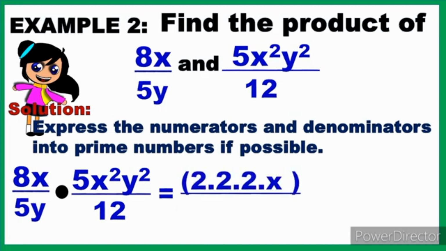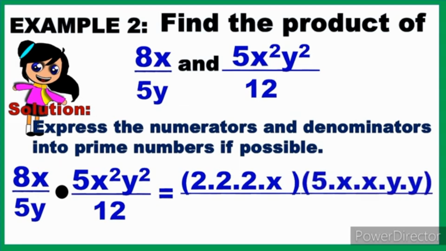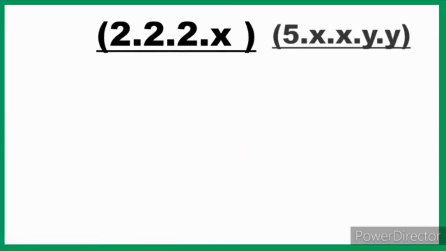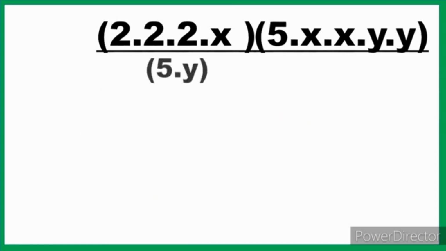First, we're going to factor 8, and that is 2 times 2 times 2 times x. And now we factor 5x squared y squared. The factor is 5 times x, which is dalawa yung x and dalawa yung y since naka-square. Then, 5y and the factor of 12 is 2 times 2 times 3. And the next step is to simplify. To simplify, we're going to cancel out the common to numerator and to the denominator.